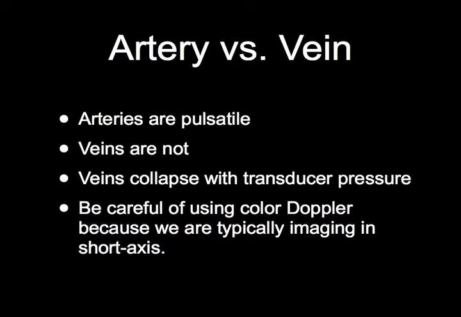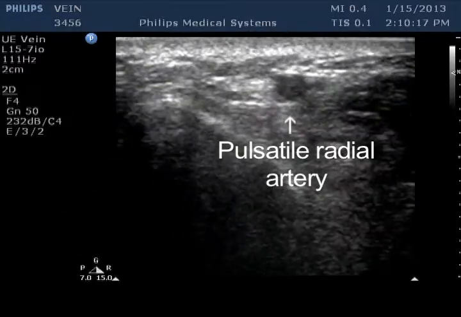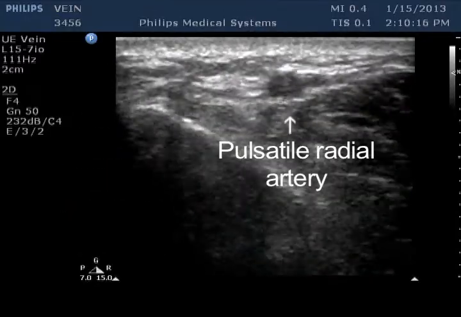Artery versus vein. This is a good time to make the distinction with respect to ultrasound imaging. Arteries are pulsatile, veins are not. Veins easily collapse with transducer pressure. Be careful with using color Doppler to distinguish between arteries and veins. As described in the introductory ultrasound physics video, short axis imaging may not reveal flow in an artery. Here's an example of the pulsatile radial artery. Look carefully.